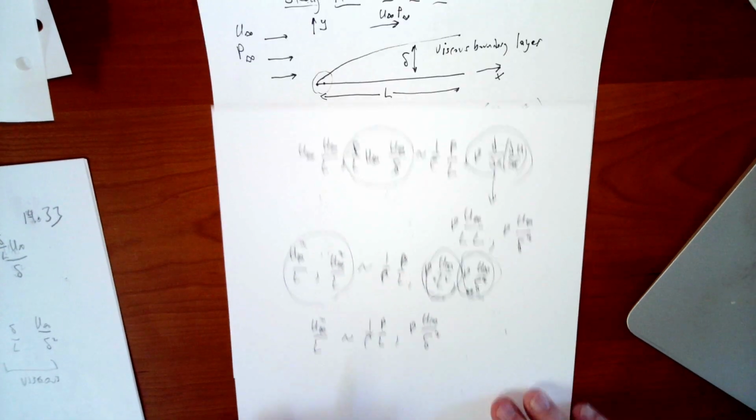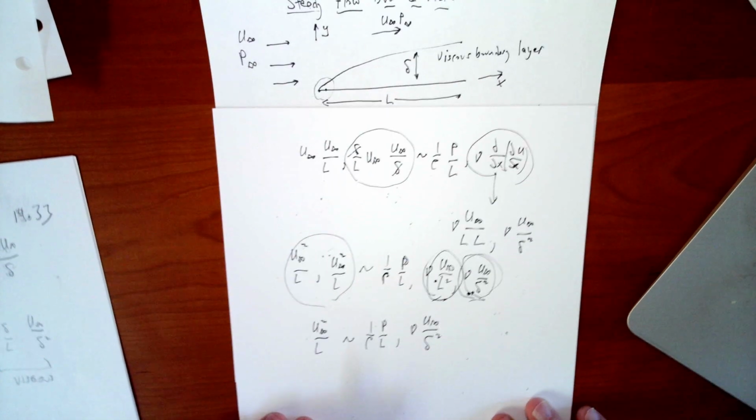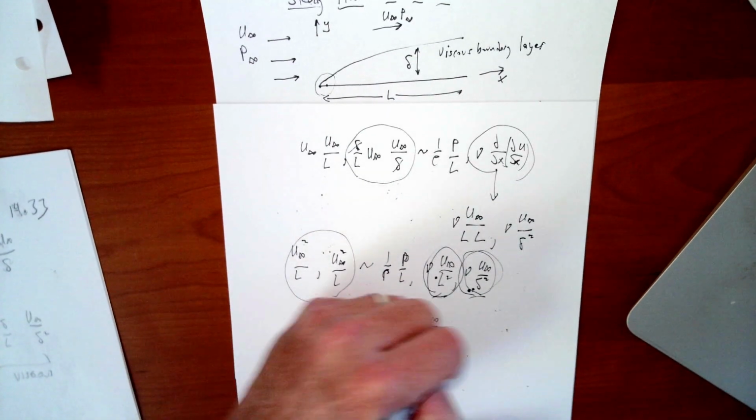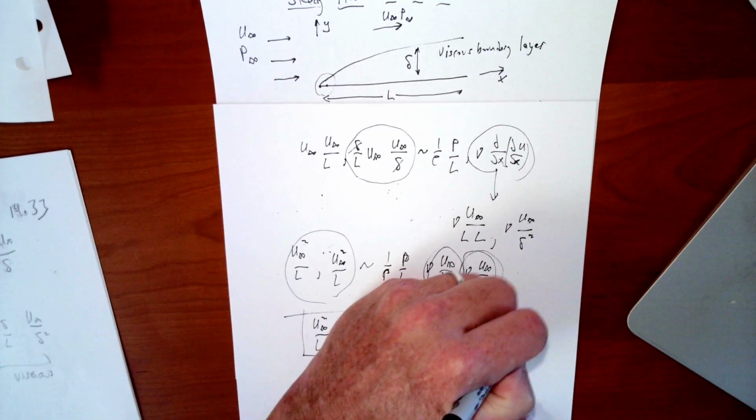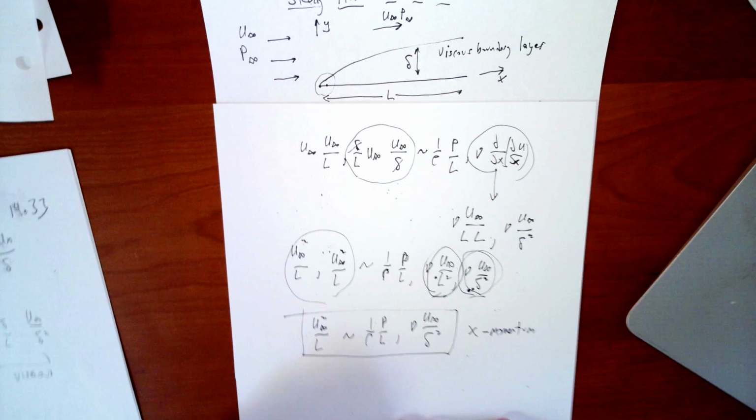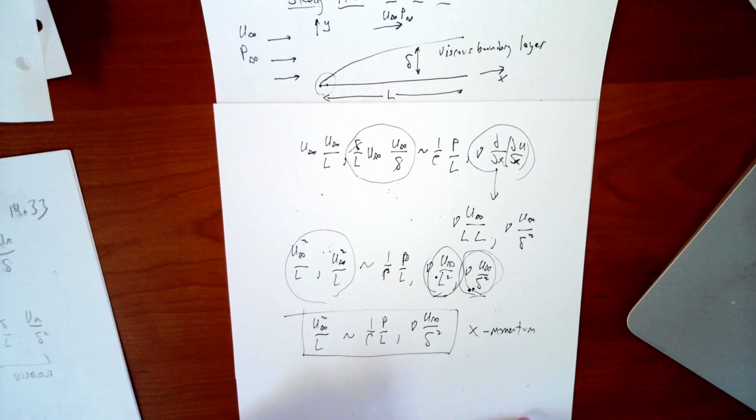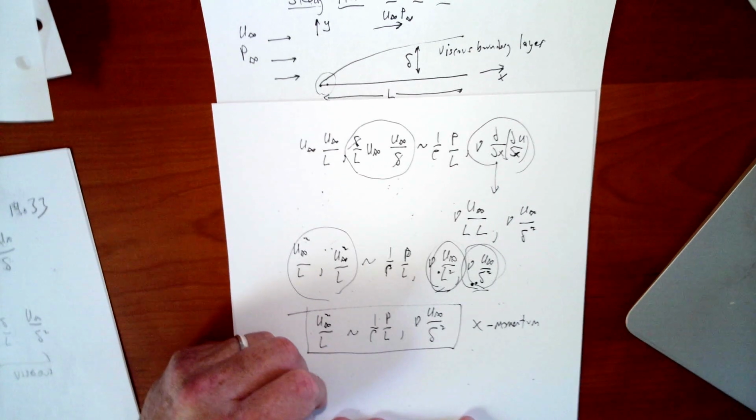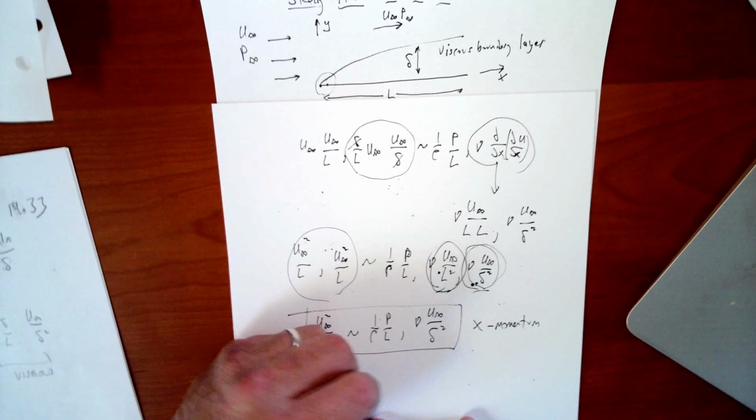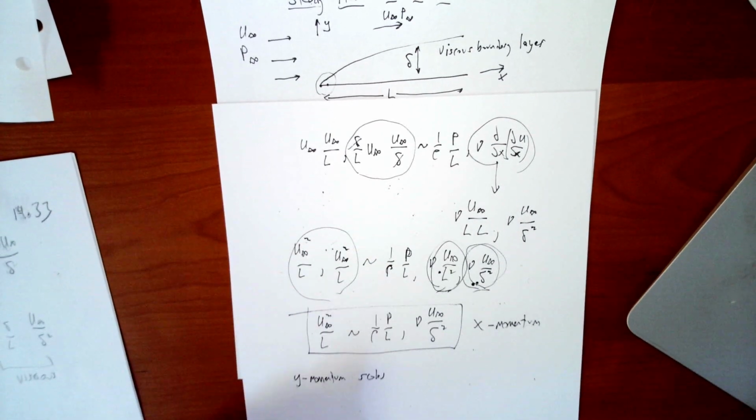The final thing I'm going to be able to do, so that's my x momentum equation, sorry. So that's x momentum. That's what we get from x momentum. And then to end this lecture, which is already getting long, we'll take a quick look at the y momentum scales. You know what? Let's not do that. I'll put it in a different lecture.